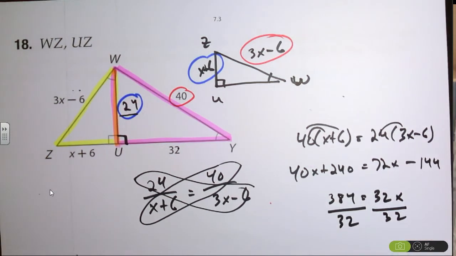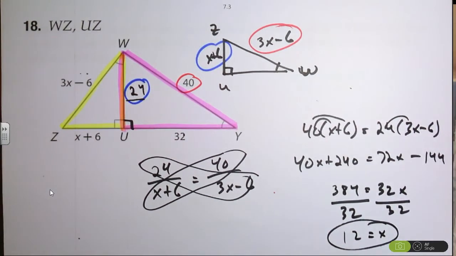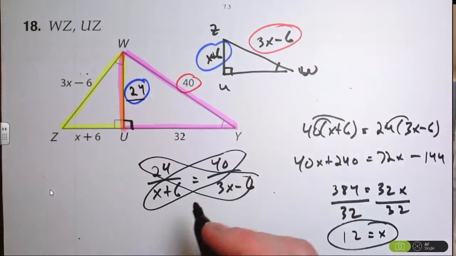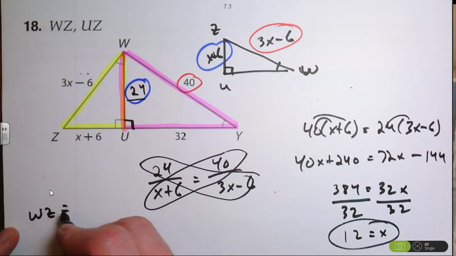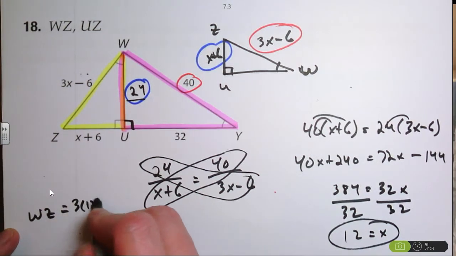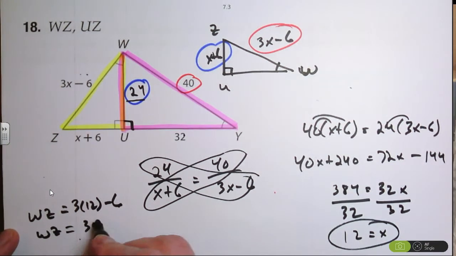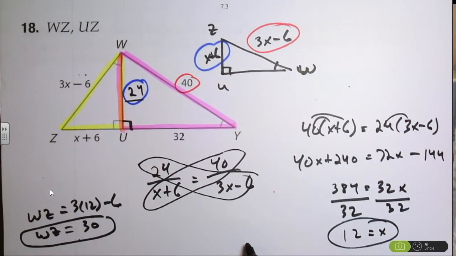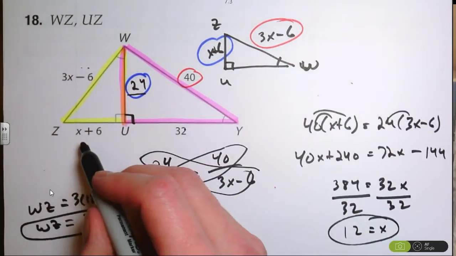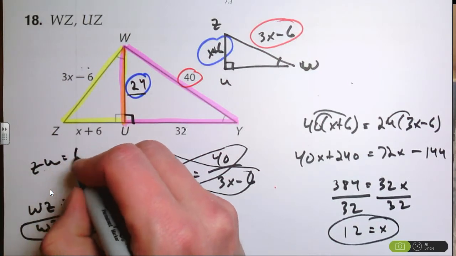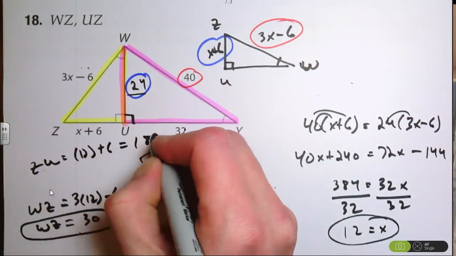Divide by 32. What is that? That's 12. So x is 12. Okay. And now I can find WZ by plugging in 12 for x here. So WZ equals 3 times 12 minus 6, so 36 minus 6. WZ is 30. And then ZU, or UZ, which is just 12 plus 6, 18.